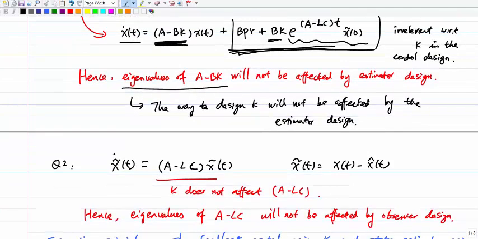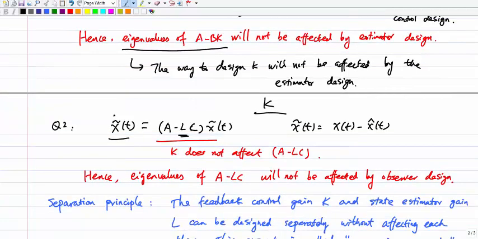Now let's take a look at the second question: how about observer design? Do I care about the observer design? If you look at the observer design, you can see x tilde dot t is just A minus LC times x tilde t. Apparently, it doesn't matter what you design your control parameter, which means your control does not affect your observer design. So K does not affect the A minus LC. You can still design your observer, the estimator gain, as you always do, right? There's no relationship between L and K. So the eigenvalues of A minus LC will not be affected by the control design.